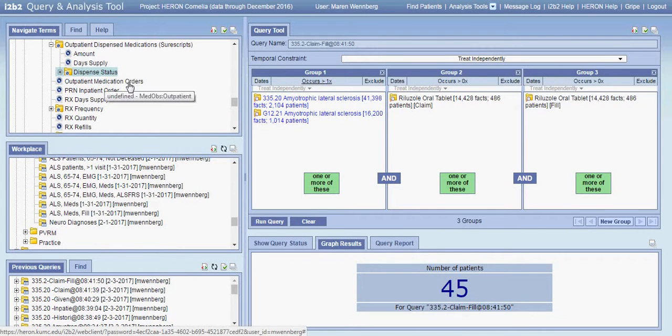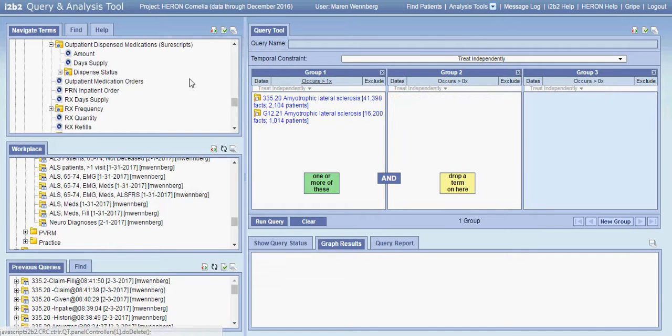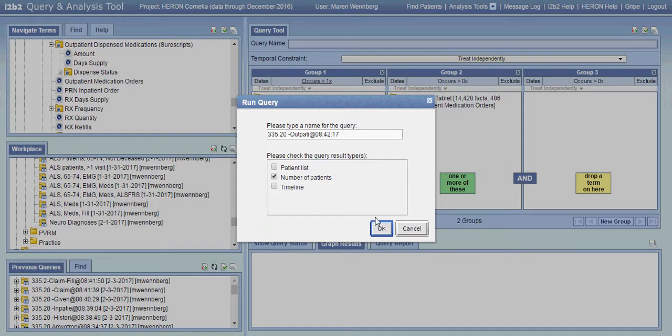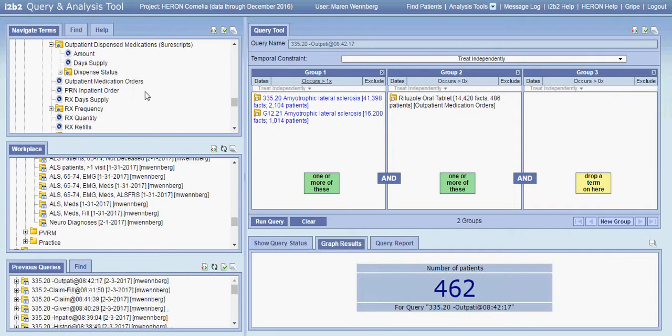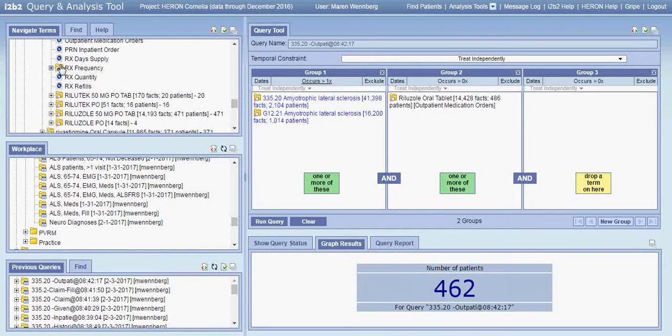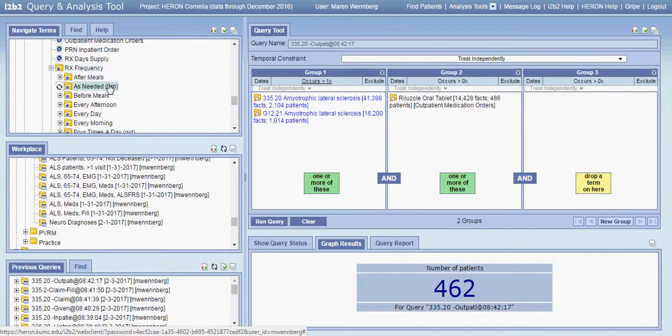All right, so outpatient medication orders. So if we wanted to know, we looked at how many patients had this prescribed as an inpatient. We could also look at how many had it prescribed as an outpatient. So I can go ahead and run that query. Some other modifiers are if it's as needed. An inpatient order, so 462 patients had this prescribed as an outpatient. You can also look at a prescription frequency, as needed, after meals, before meals, every day, every morning.